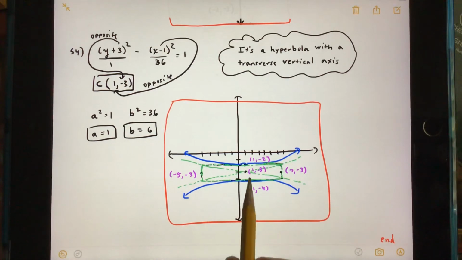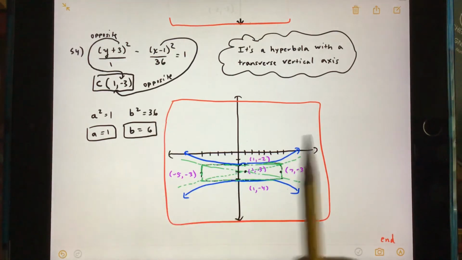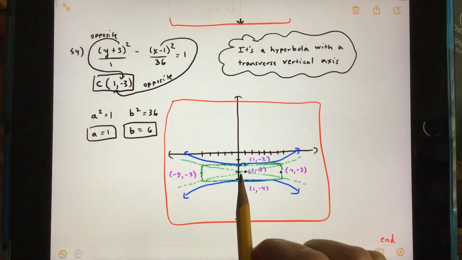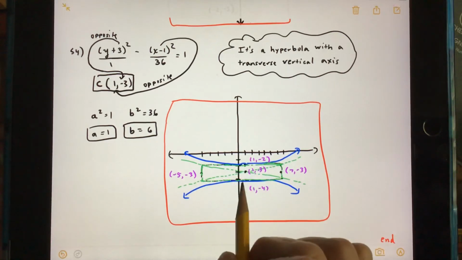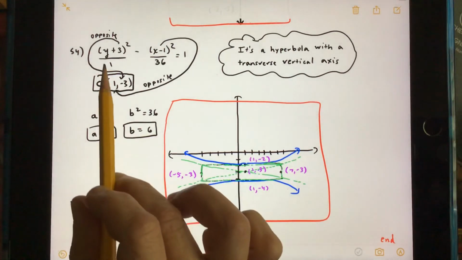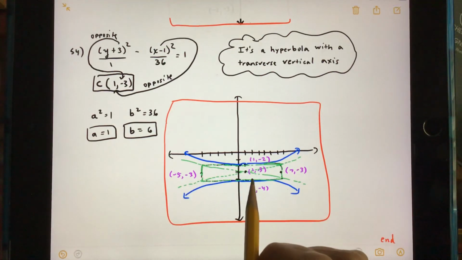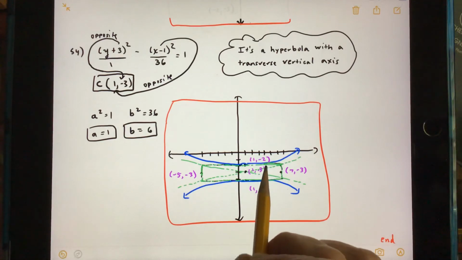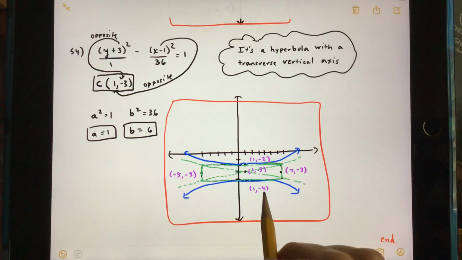So starting here at 1, -3, I'm going to go ahead and use my a to move up and down 1 because I know that I have a vertical major axis. I have a transverse vertical axis, which means I'm going to be opening up and down once I have plotted these points. So this 1 here is telling us to move up and down 1 from our center point. So if you add 1 to -3, that's -2. If you take -3 and subtract 1, you get -4.